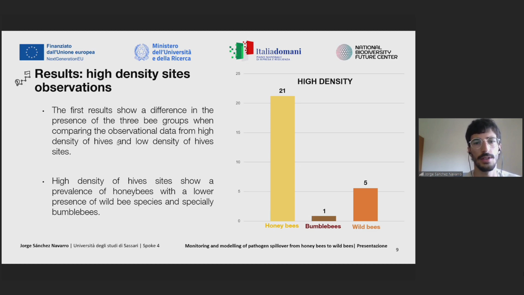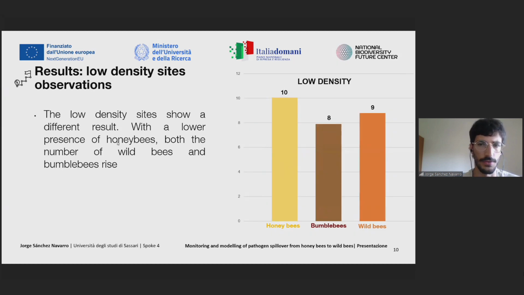In the high density of hives, we can see they show a prevalence of honeybees with a lower presence of wild bee species and especially bumblebees. As for the low density sites, the data shows a different result. With lower presence of honeybees, both the number of wild bees and bumblebees rise.